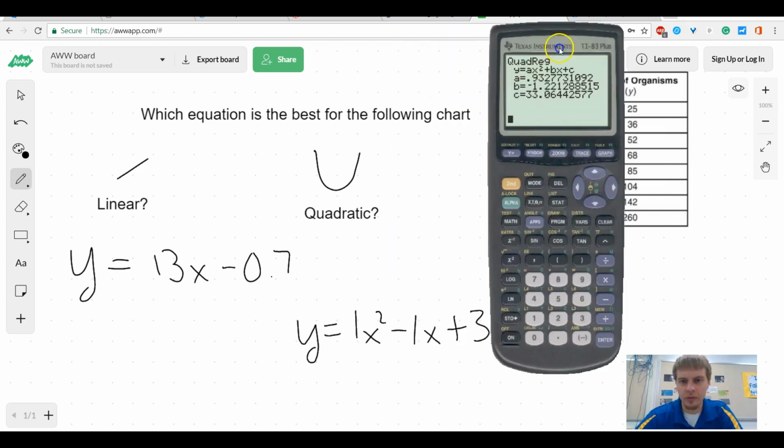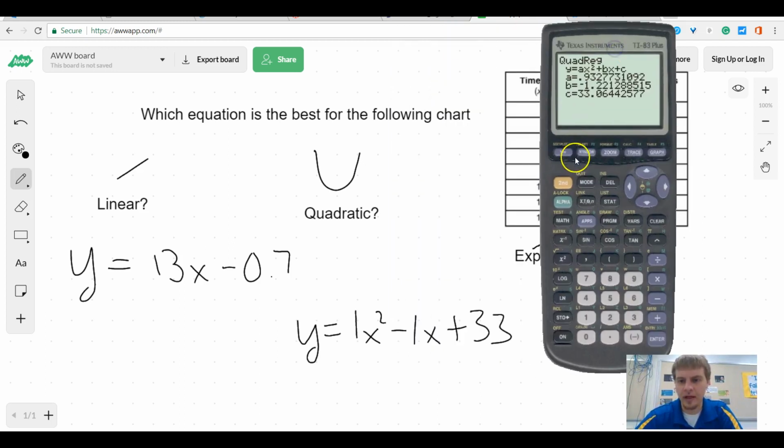And again, we will plug that in for our y equals and look at what this would look like. So 1x squared minus 1x plus 33. We're going to hit graph again. And that one looks pretty good. As you see, it goes through a lot of these dots. It hits this dot. It does miss these two dots.